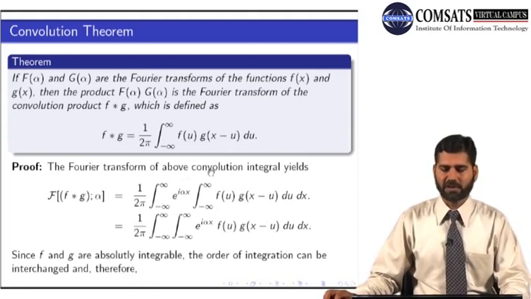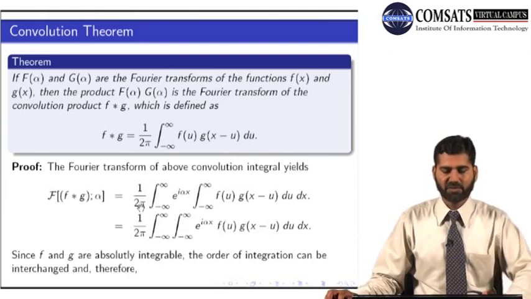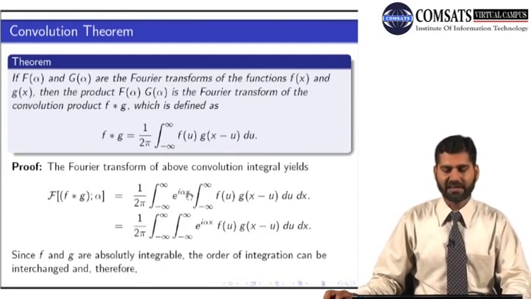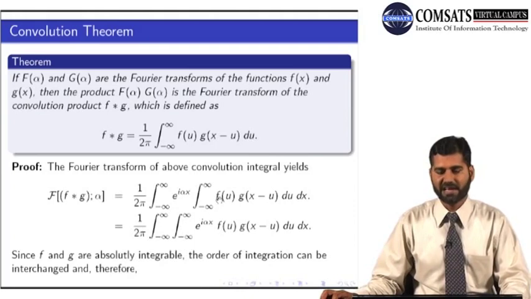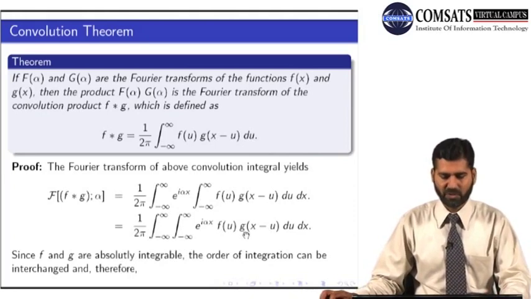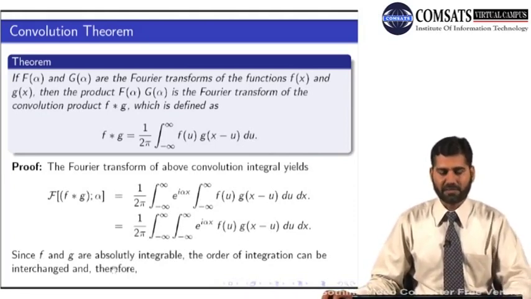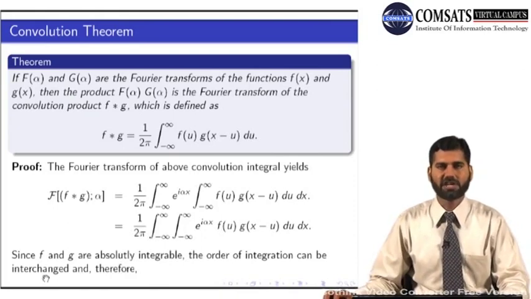The Fourier transform of the above convolution integral yields, if I take the Fourier transform of the right hand side, 1 over square root of 2 pi, integral from minus infinity to infinity of e to the iota alpha x, and then the function is this whole integration, integral of f(u) g(x minus u) du dx. I can bring this e to the iota alpha x inside because this is the integral with respect to u. So I can bring the x function inside. Now since f and g are absolutely integrable, the order of integration can be interchanged.